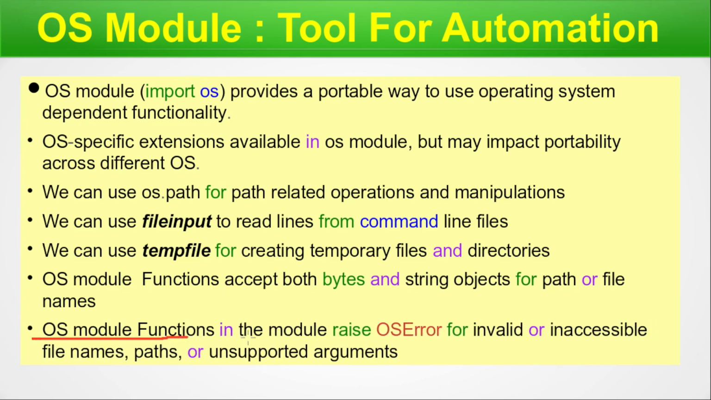Next, OS module functions raise OS error for invalid or inaccessible file names, paths or unsupported arguments. That means when you are using a file path or file name, if there is something invalid, that means it doesn't exist or something like that, we will get a respective error, and our OS module is well equipped with that. So that's the short and sweet introduction to the OS module, what it can do and what it cannot do, and what are the options.